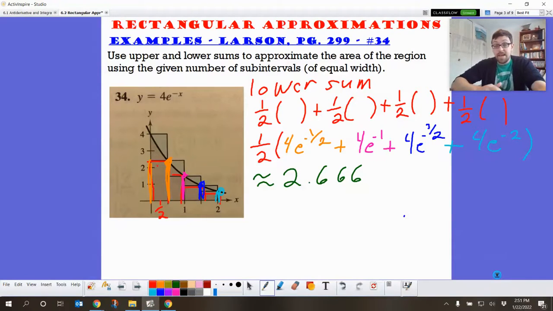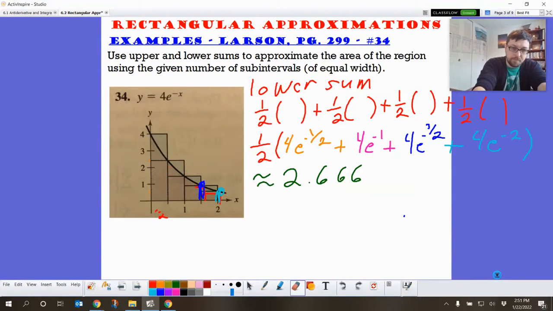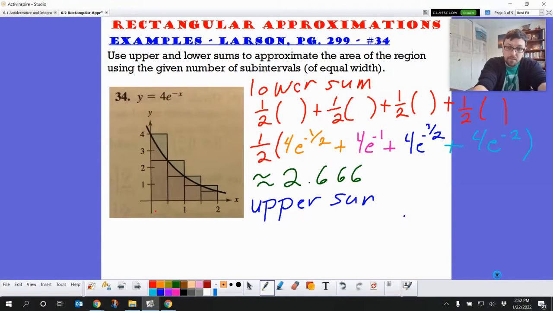So we know that the actual area inside of here should be bigger than 2.66 because we were pretty low. We didn't take into account that space, that space, or that space, that space. So we're underestimating that area. We can do an upper one as well. So we just did a lower.